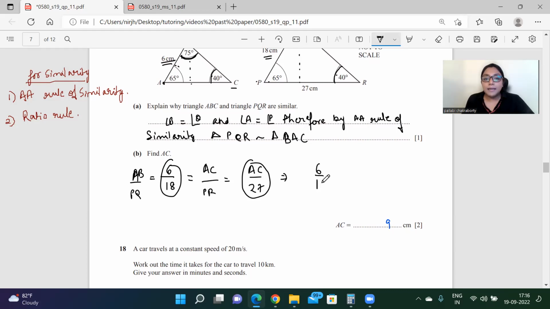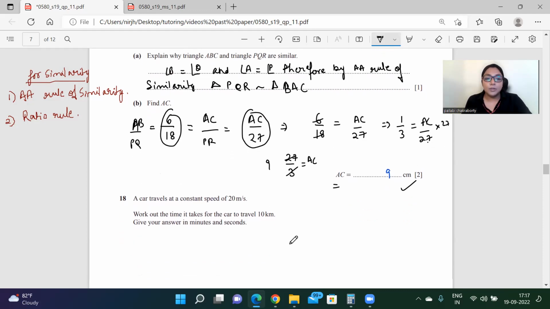So what we do is 6 by 18 is equal to AC by 27. Now I will use the same rule which I did in one of the previous questions. So I will divide both 6 and 18 with 6. So I get 1 by 3 is equal to AC by 27. If I have to find the value of AC, I have to get rid of 27. How do I do that? I multiply both sides with 27, because if I do on this side with 27, then this cancels out, right? So I'm getting 27 by 3 is equal to my AC, or this is 9. 27 divided by 3 is 9. So I get 9 centimeters as AC, and that's all.